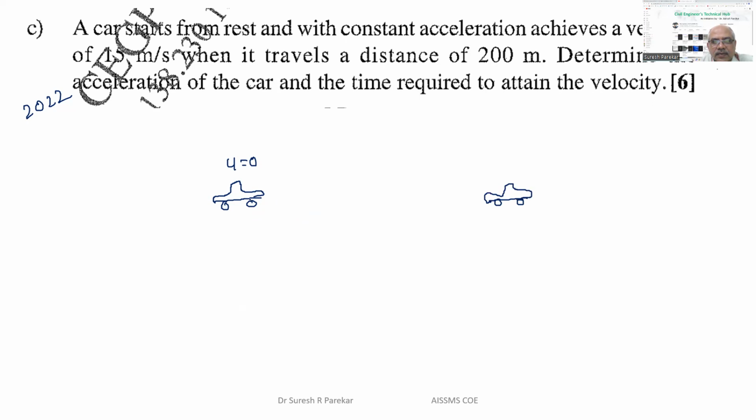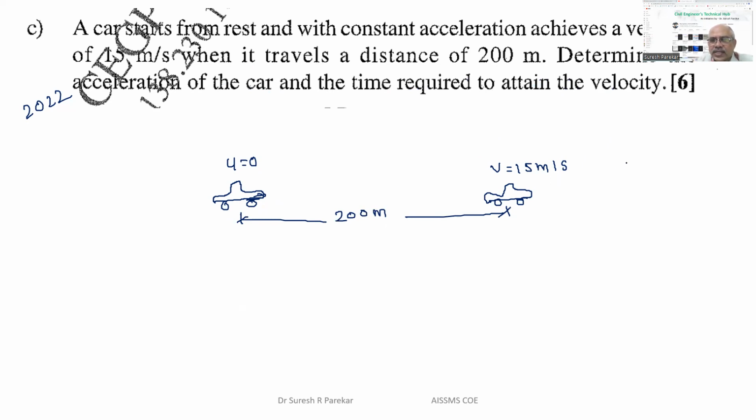Now the car, we are touching it over here, otherwise you may think it is flying. So u is 0. Final velocity I have 15 meter per second. And distance covered is how much? So we have distance covered, this is 200 meters. Now determine the acceleration of the car and the time required to attain the velocity. We have to find both. First we have to find acceleration and then time.